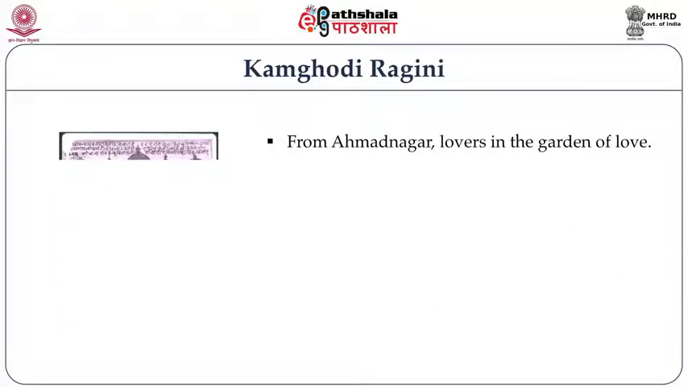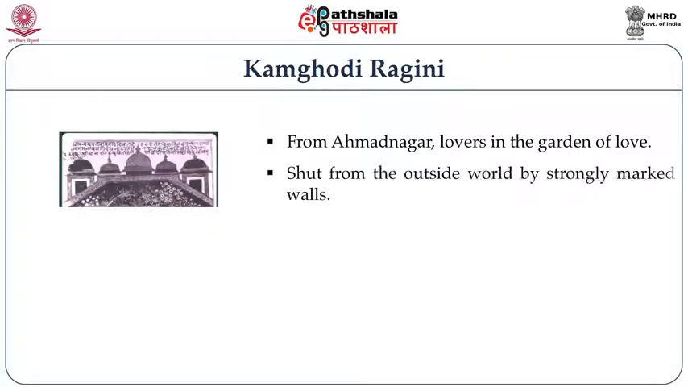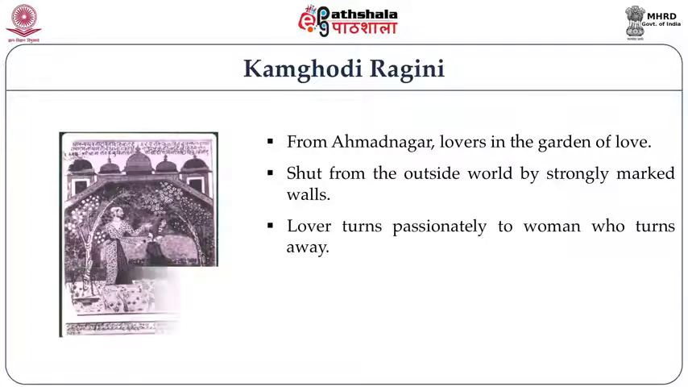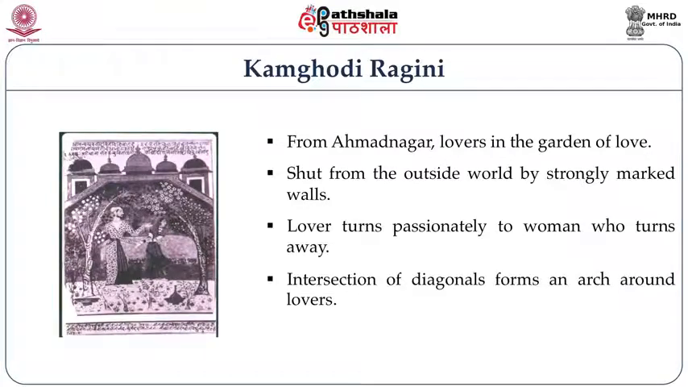There is another very interesting painting called the Kamghodi Ragini from Ahmednagar, which depicts two lovers in a garden scene. They are shut out from the outside world, where you can see strong walls marked, and they are inside the garden. The lover is turning passionately towards the woman, and the woman turns her face away. There is a lot of intersection of diagonal forms and arches around the lovers.